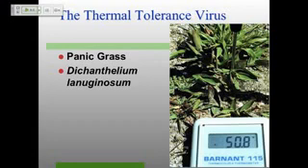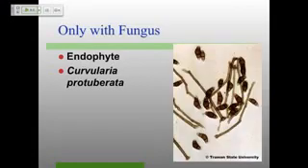One thing that was also being done at Montana State when I was there, it turns out that this grass can only survive at those really high temperatures when it's infected with an endophytic fungus. And so this is the endophytic fungus right here, Curvularia protuberata, found in lots of grasses, but this particular one is found in that Dicanthelium.